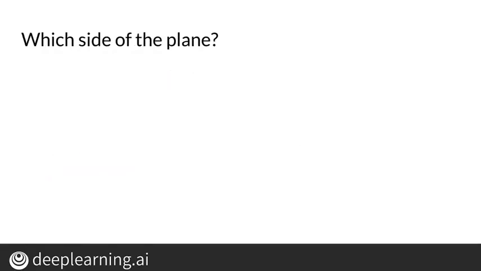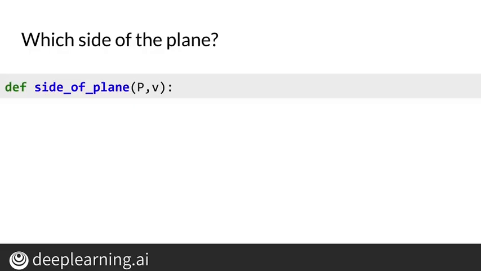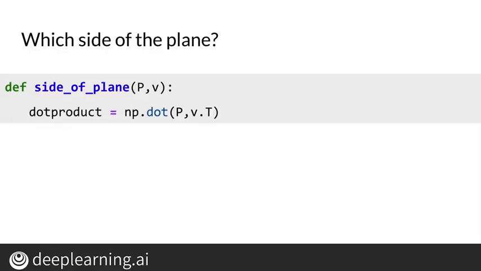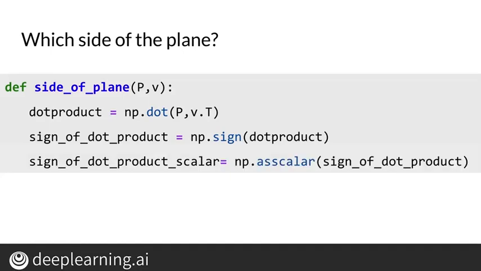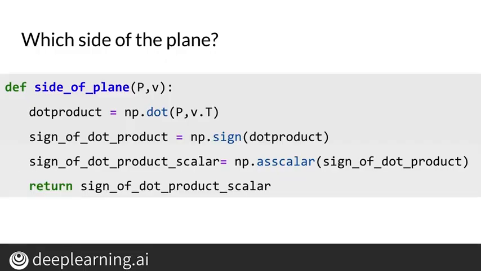Let's use code to check which side of the plane a vector is on. The function side of plane takes in the normal vector P and a vector V. Use numpy dot to take the dot product. Use numpy sign to get a +1 if the dot product is positive, -1 if the dot product is negative, or 0 if the dot product is 0. I'm using numpy asscalar. Notice the pronunciation of that function. If a vector can be represented as a single scalar, this function retrieves that scalar. And that's it. Please try it out for yourself.